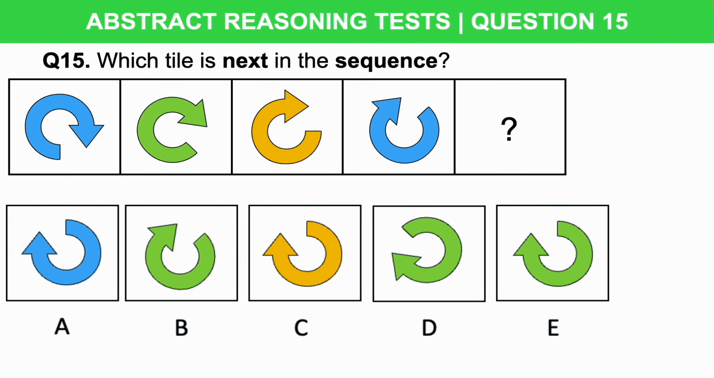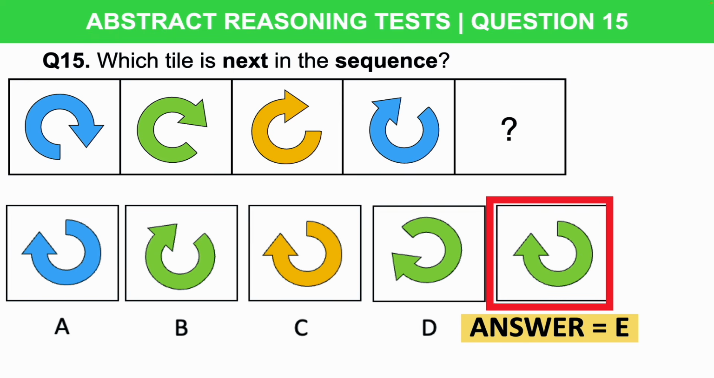So the correct answer is answer E. As you can see, the arrow has been moving anti-clockwise 45 degrees each time. The pattern is also alternating between the three colour options, blue, green, and amber. So we know the next colour option has to be green, and the arrow tip itself has to be pointing north. Let's try another one.